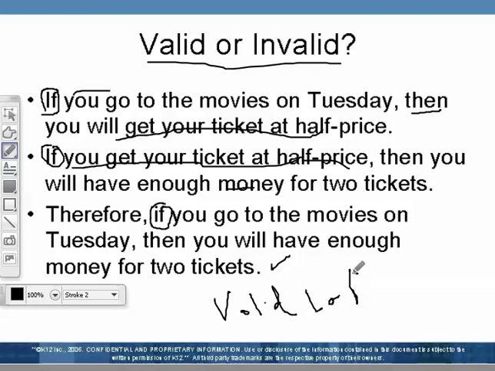Syllogism. Put this there. Law of syllogism. Okay? So let's look at another one. See if it's valid or invalid.